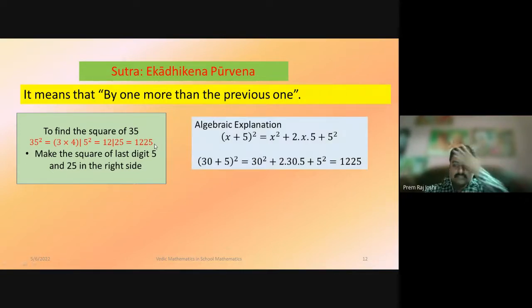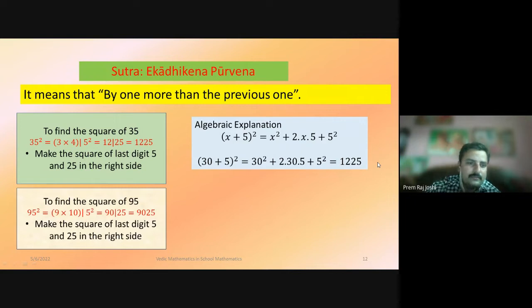So yes, this can be explained algebraically as well. This is the algebraic explanation of this trick, or we can say this sutra. Like if we just do the square of x plus 5, we will get this. We all know about this. And likewise, in this case, to find the square of 35, we just put 30 plus 5, and if we expand with this formula, we will get 1225.